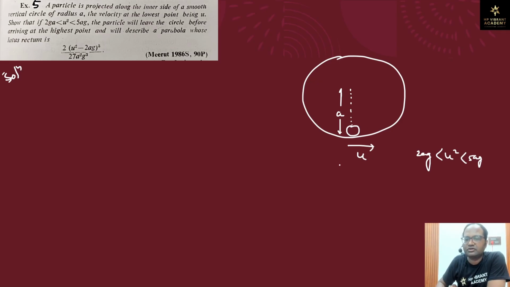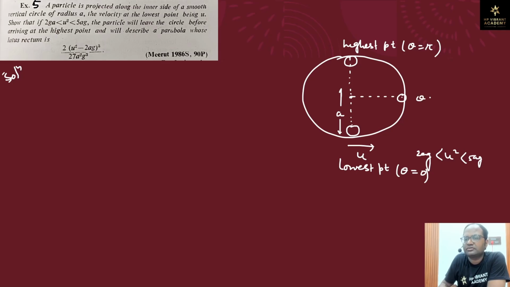So this is the lowest point, where theta is equal to 0. This is the highest point, where theta is equal to pi. Through the center, this is the horizontal diameter, where theta is equal to pi by 2. So somewhere between pi by 2 and pi, the particle will leave the circular motion.